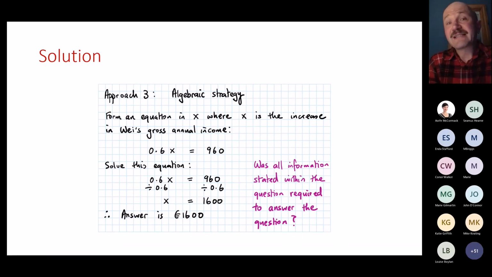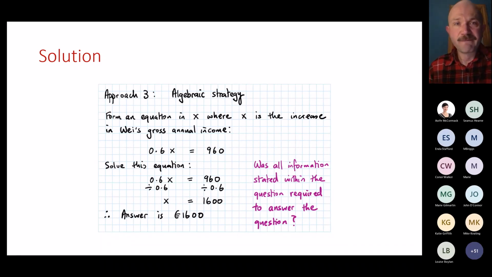And then a question that could be asked, I suppose, at this stage would be, was all the information stated in the original question even required to answer this particular question? So there was reference, for example, to €3,300 of tax credits. Was that something that was necessary for this particular question or not?